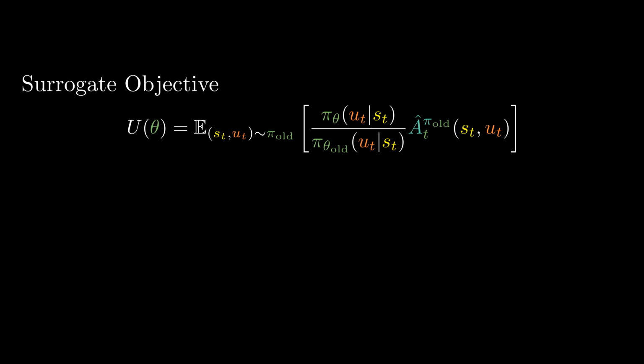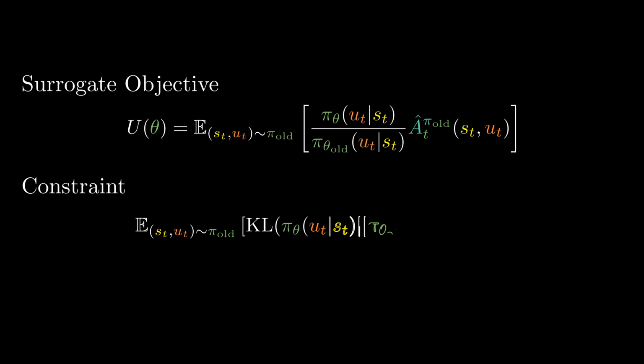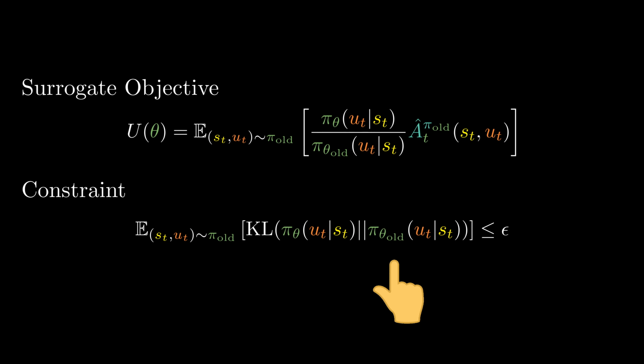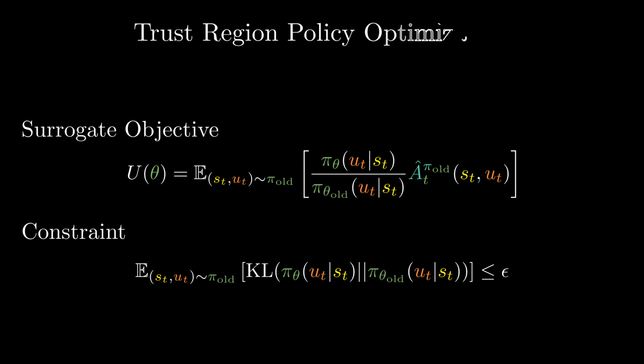Second, the advantage function estimated under the old policy may be inaccurate. To prevent the policy from drifting too far away, we add a constraint between the current and the old policies. This technique is called Trust Region Policy Optimization, or TRPO. TRPO ensures that each update stays within a trust region, so that our updates remain stable.